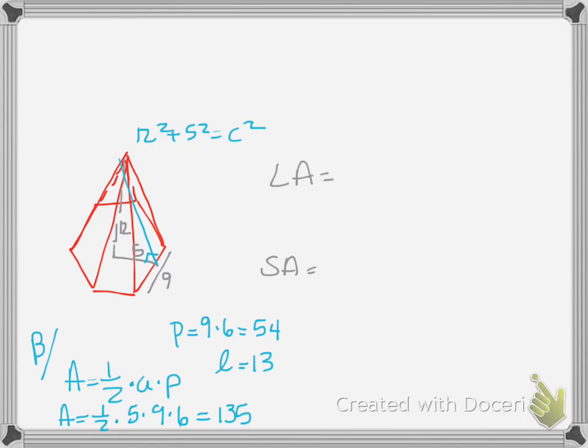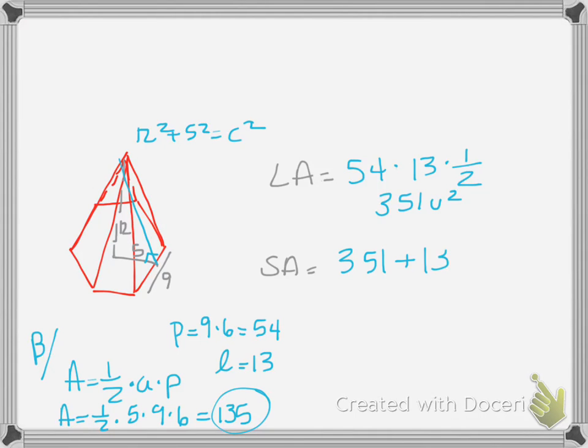Okay, so now I've got my perimeter times my slant times 1/2. So 351, we're going to say units squared. Then 351 plus the area of that base, 135, I'm going to get 486 units squared.